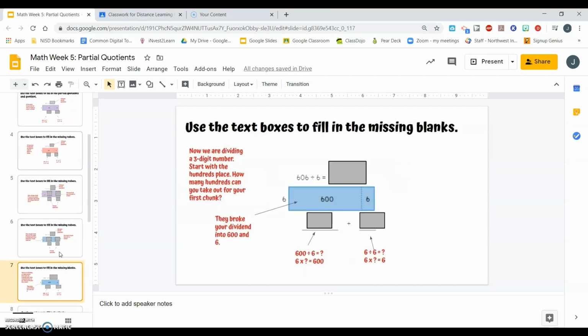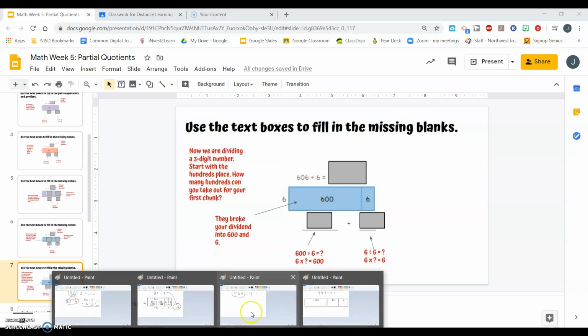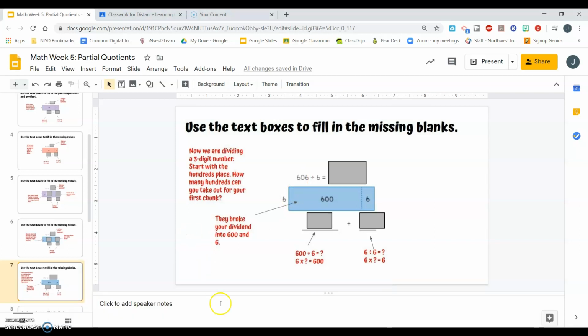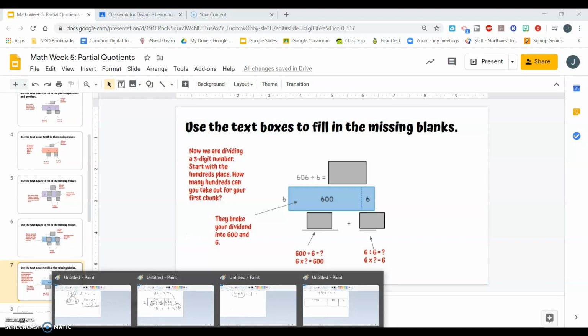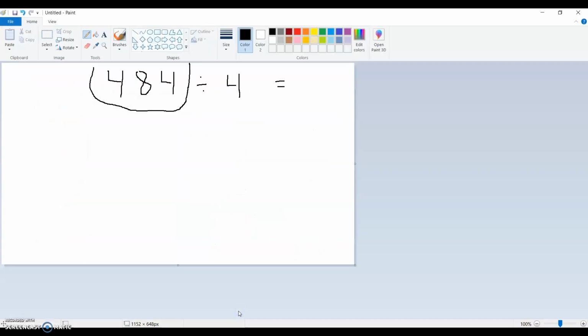Once you get to slide 7, though, you are going to be working with 3-digit dividends. That means now we have a hundreds place. Just because a number is bigger does not mean our steps change. So let's look at an example. 484 divided by 4.